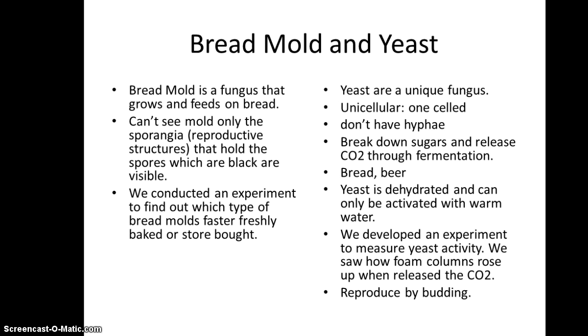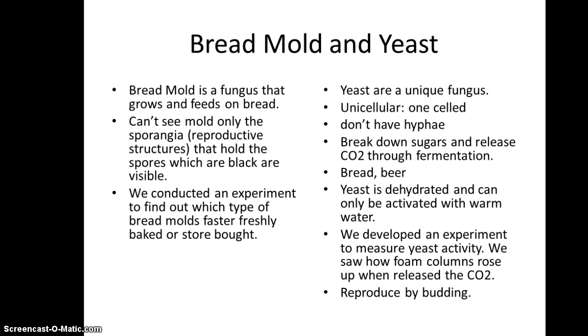We also looked at yeast. Yeast are a very unique fungus because number one, they're unicellular, so unlike all of the other fungi, they only have one cell. Another thing that makes them really different from other fungi is that they don't have hyphae. So yeast are, again, very dissimilar to other types of fungi, especially bread molds. Molds and yeast, they are in the same kingdom, but that's it. They're not in the same phylum. They're actually not very closely related at all.